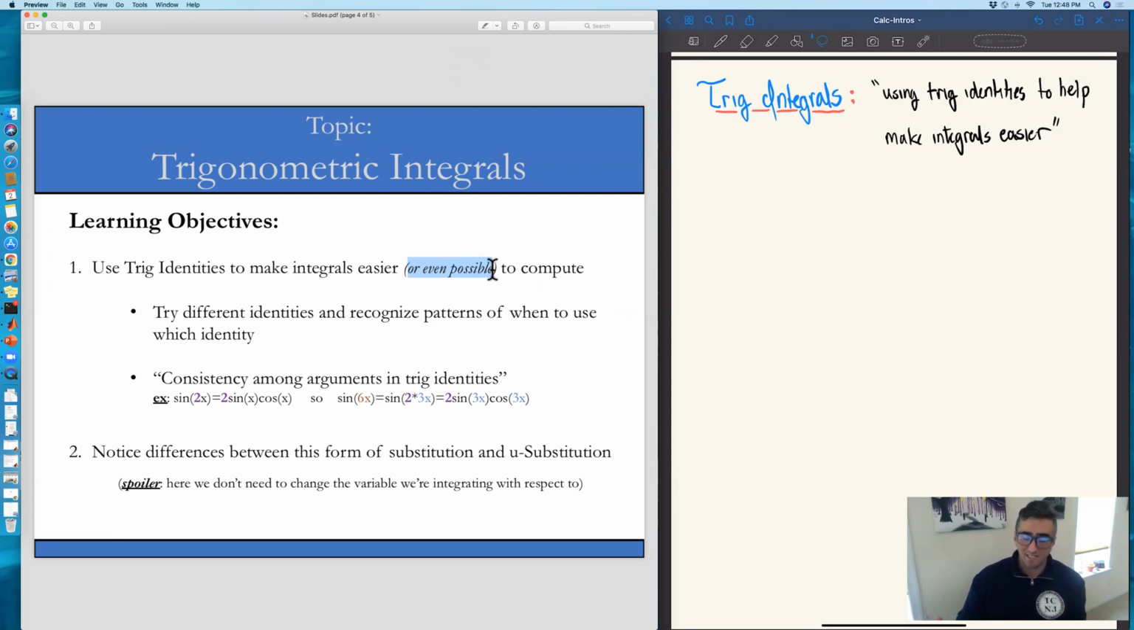we use trig identities. So a lot of what we're going to do today is try to pair different identities with sort of what we see in the integrand of many integrals to see if we pick up on some patterns and that type of idea.